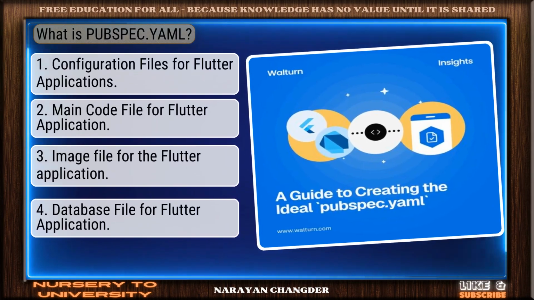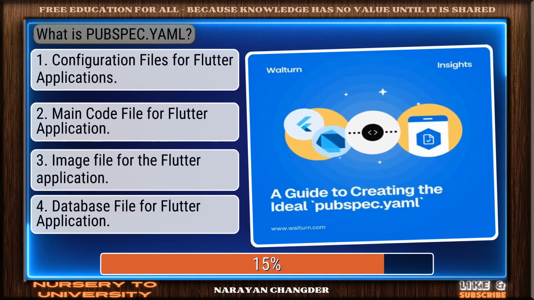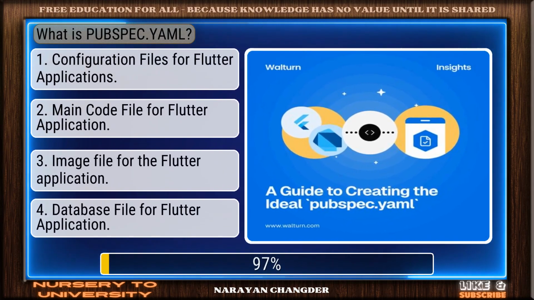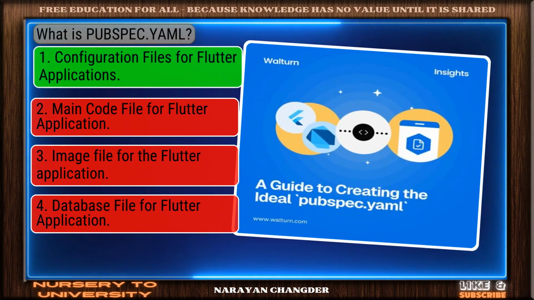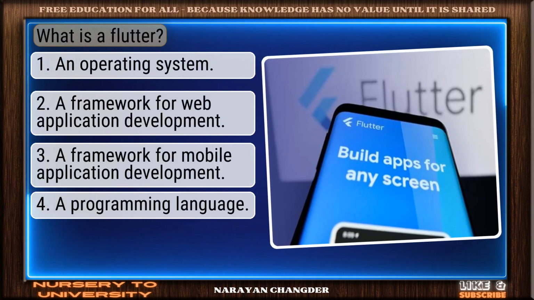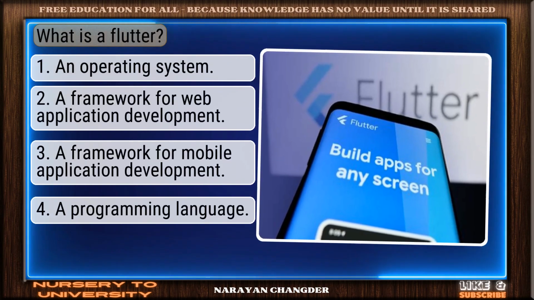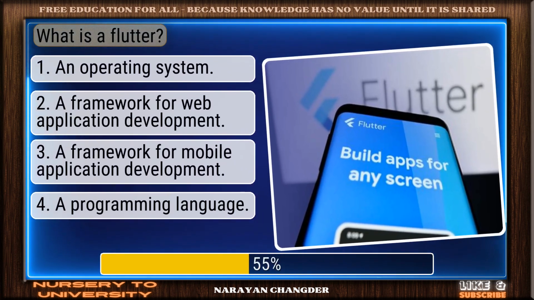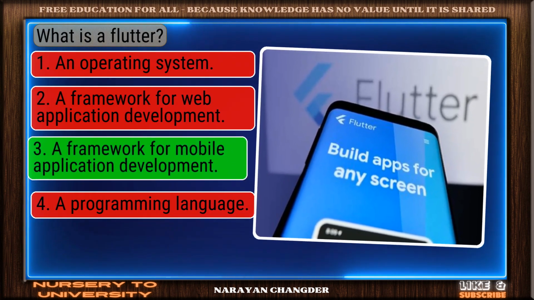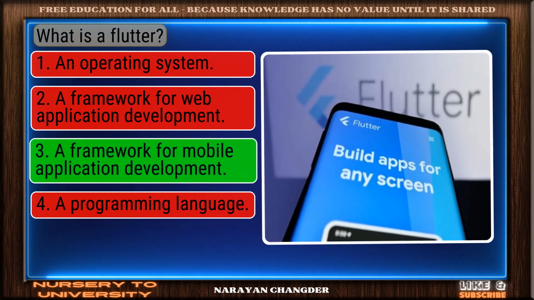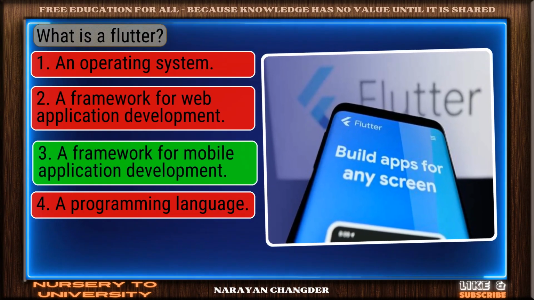Question number 77. What is pubspec.yaml? Smart pick. Configuration files for Flutter applications is the correct choice. Question number 78. What is a Flutter? Sharp thinking. A framework for mobile application development is the right choice.